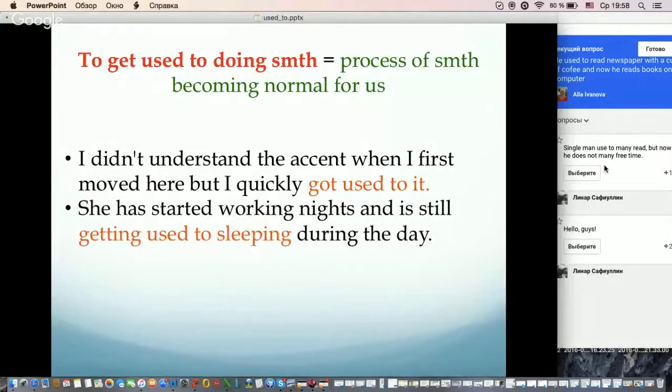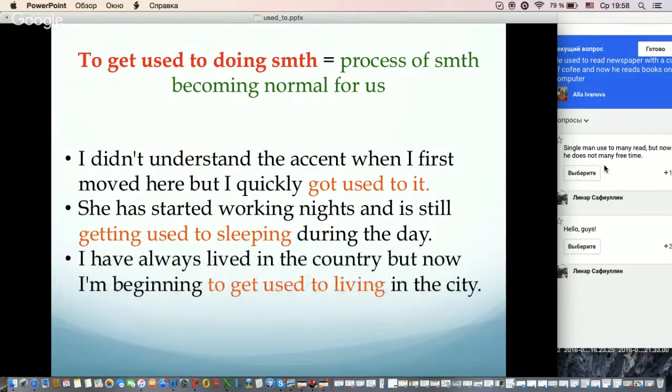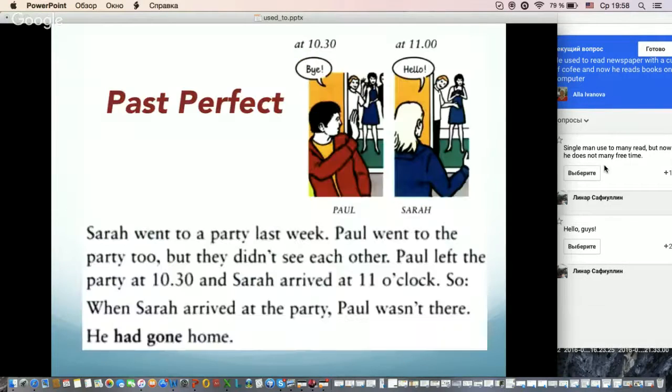She has started working nights and is still getting used to sleeping during the day. То есть она начала работать по ночам, работать в ночную смену и до сих пор привыкает к тому, чтобы спать днем. I have always lived in the country, but now I'm beginning to get used to living in the city. Я всегда жил за городом, но теперь я привыкаю к жизни в городе, к городской жизни.